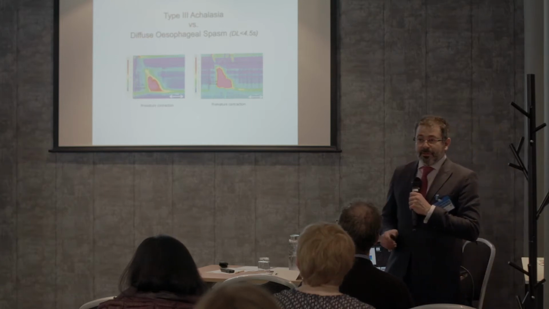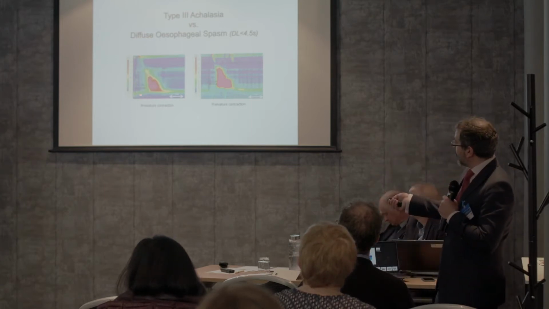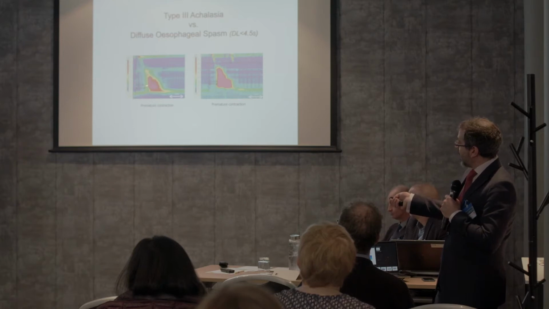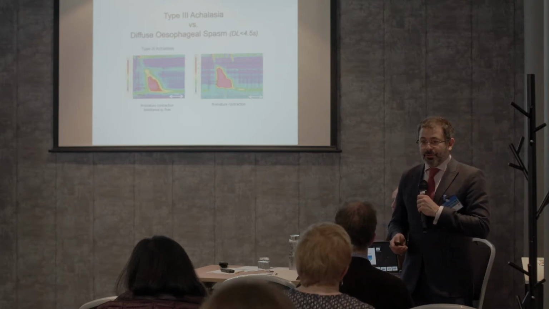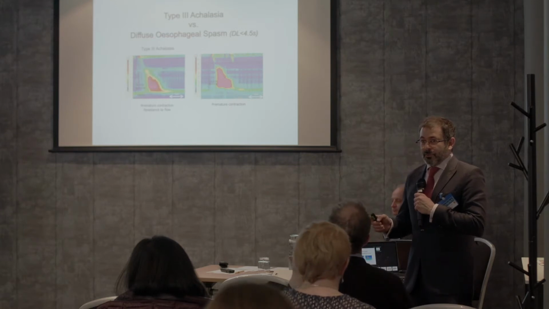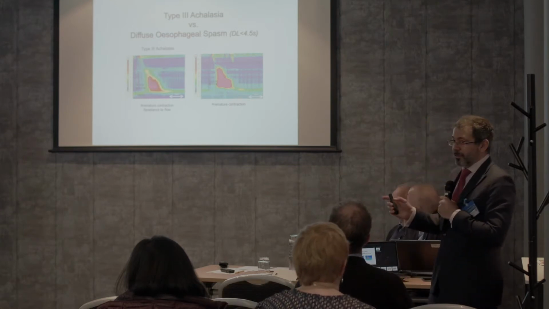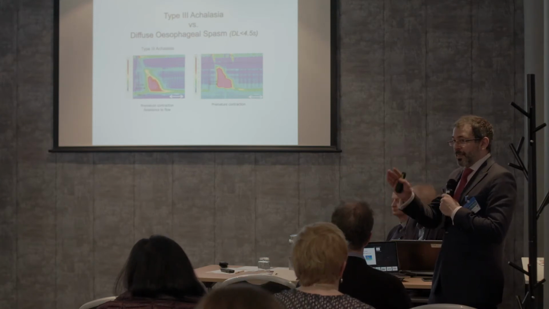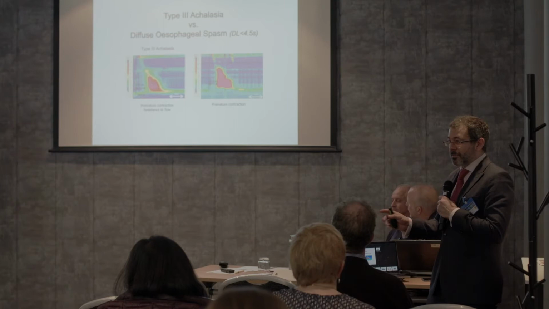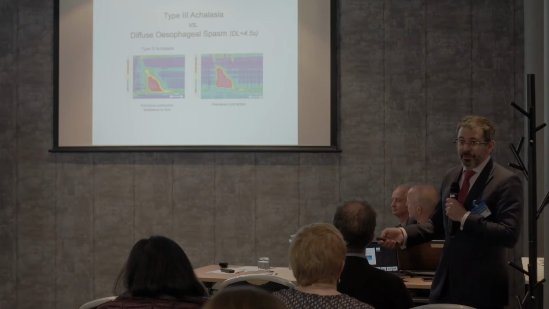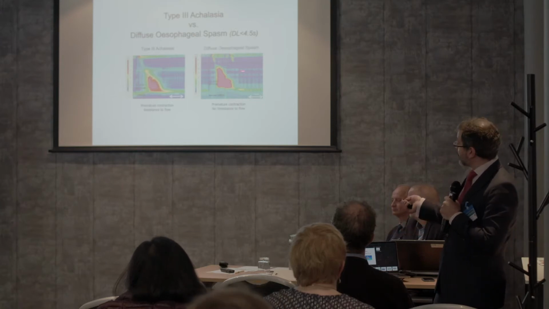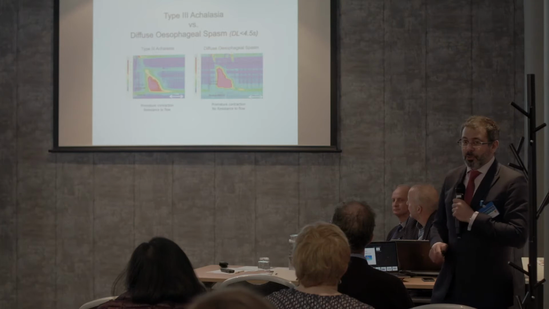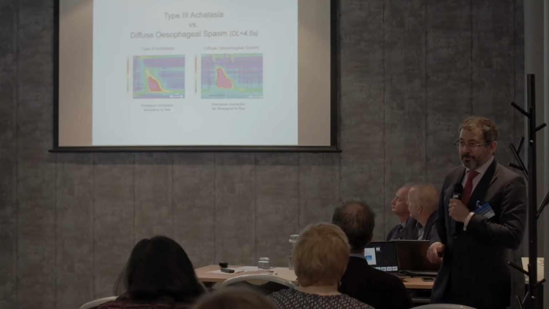Now, when you put these together, if you have a non-relaxing lower esophageal sphincter and spasm, this is type 3 achalasia. Remember, spasm is defined as a premature contraction, a distal latency that's short. So if the motility occurs too quickly, that is a premature contraction, that defines spasm. When combined with a non-relaxing lower esophageal sphincter, that equals type 3 achalasia, while this is diffuse esophageal spasm because there is a premature contraction but normal lower esophageal sphincter function.